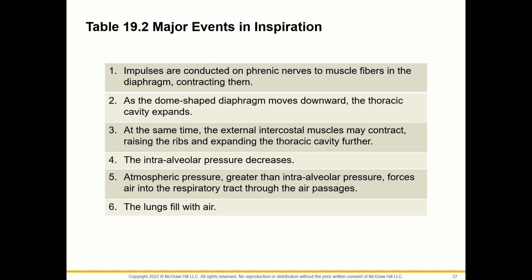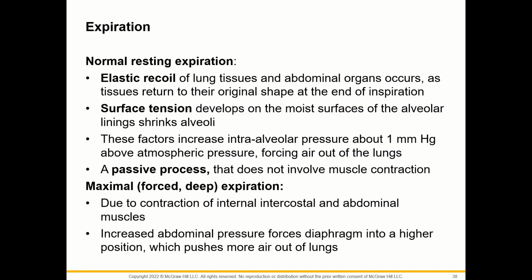All right, so this is a summary of the major events in inspiration for your review. Normal resting expiration. Elastic recoil of lung tissues and abdominal organs occurs as tissues return to their original shape at the end of inspiration. Surface tension develops on the moist surface of the alveolar lining, and that shrinks the alveoli, but remember, they're not going to collapse because they have a surfactant. These factors increase the intra-alveolar pressure about 1 millimeter of mercury above atmospheric pressure, forcing air out of the lungs, a passive process that does not involve muscle contraction.